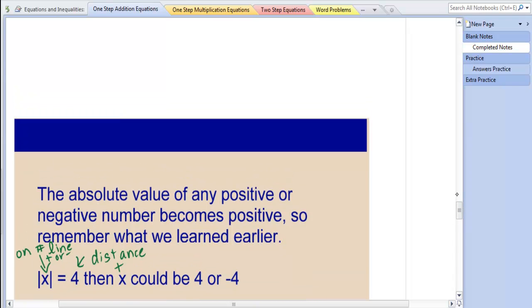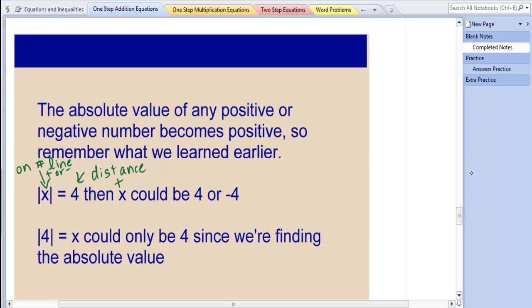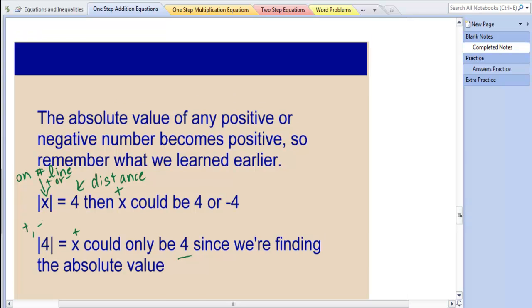So the absolute value of 4 is 4, and the absolute value of negative 4 is 4. Whereas the absolute value of 4 equaling x, in this case, x could only be 4, since we're finding the absolute value of 4, and the absolute value always makes it positive. This number is always positive. This one could be positive or negative.